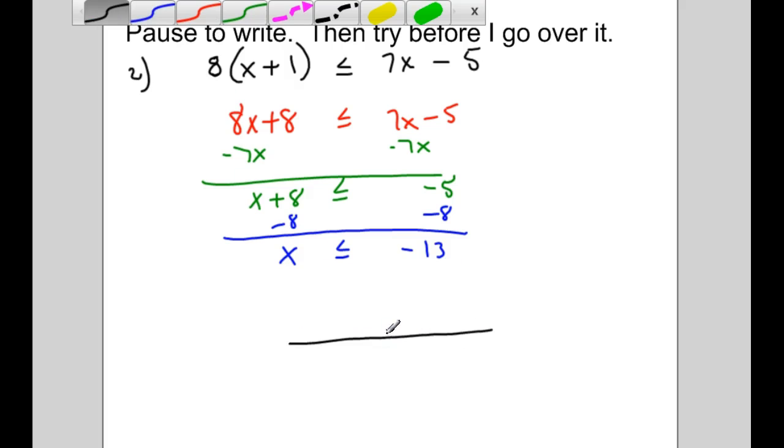If you're going to graph this, here's 0, negative 13 somewhere on this side. It's equal to, so you got to include negative 13. You want x is less than or equal to negative 13. All the numbers less than negative 13, like negative 14, negative 15, negative 20, negative 100, negative 1,000, negative 1,000,000. All those numbers are in this direction.